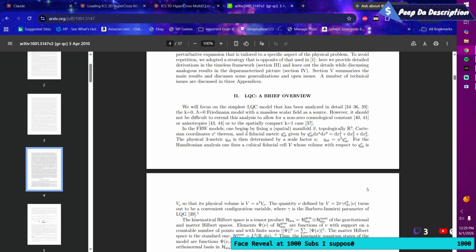Spatial manifold S, topologically R3. So in real 3-dimensional Cartesian coordinates x to the power i, we have a fiducial metric q_ab given by q_ab dx^a dx^b equals dx1 squared plus dx2 squared plus dx3 squared. The physical 3-metric is then determined by a scale factor a.